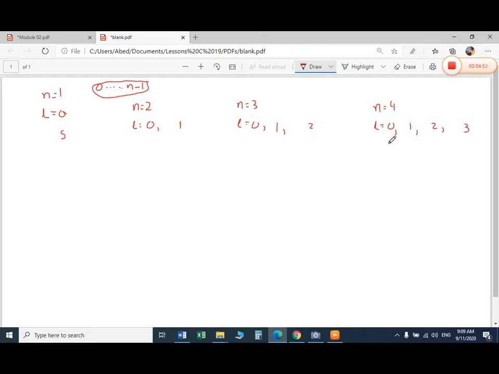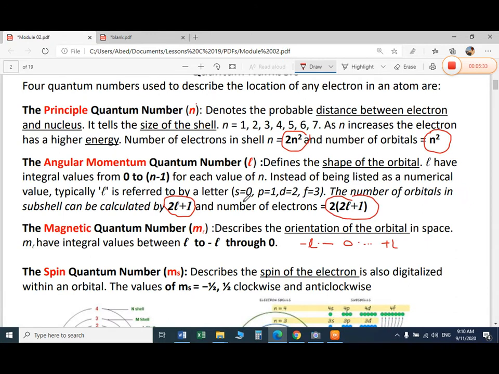Now what is the meaning of this 0, 1, 2, 3? 0 means s orbital, which is spherical. 1 means p orbital, which is dumbbell shaped. 2 means d, and 3 means f. So the shape is spherical for s, dumbbell-like for p, and donut shaped for d. D for donuts, you can memorize it like that. And f, we cannot describe the shape of because it is highly complicated, and even the most modern computer cannot describe it.